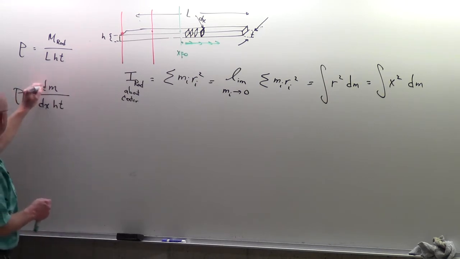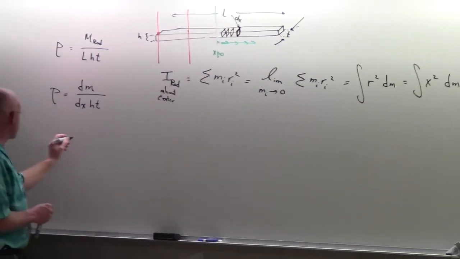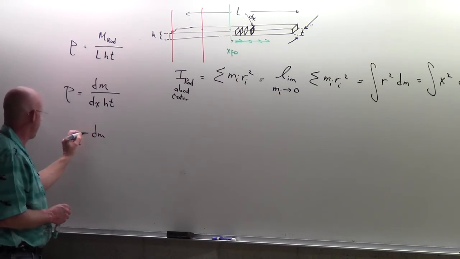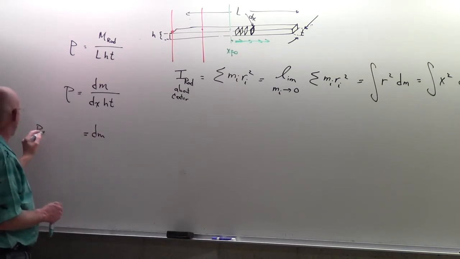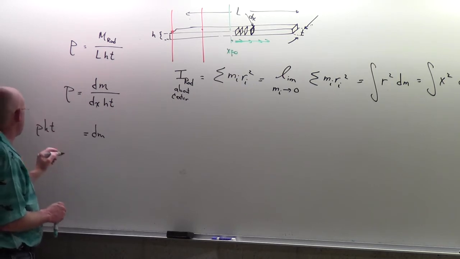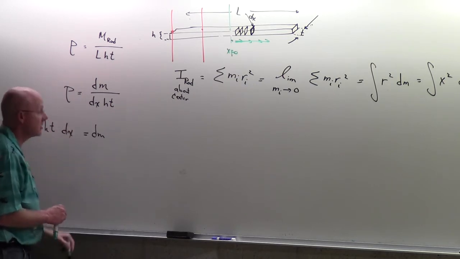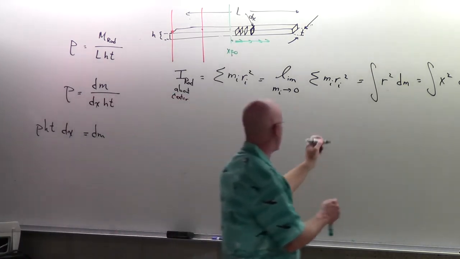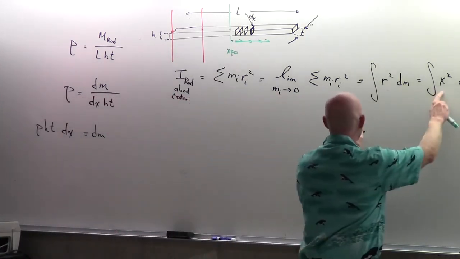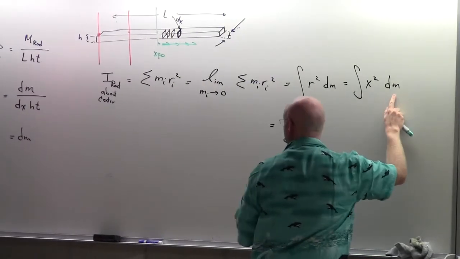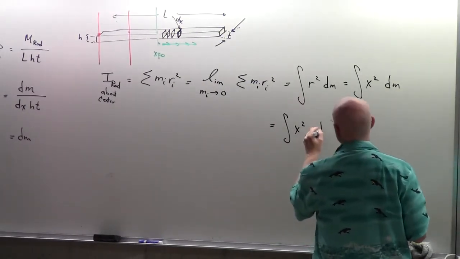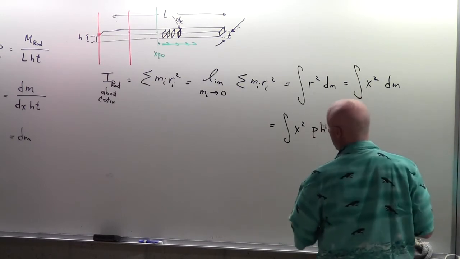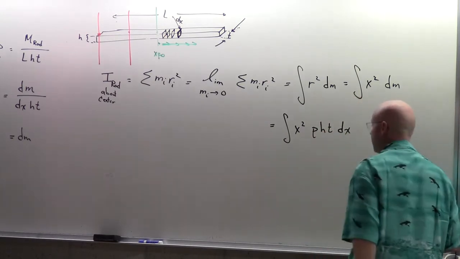Oops, I'm sorry, dm should go there. dm is the mass of a little chunk. And of course then with a little bit of algebra, I can then say, here's my dm, and it would equal rho times h times t times dx. And so that is how I would convert in this integral a dm to a dx. It would be rho times h times t times a dx.